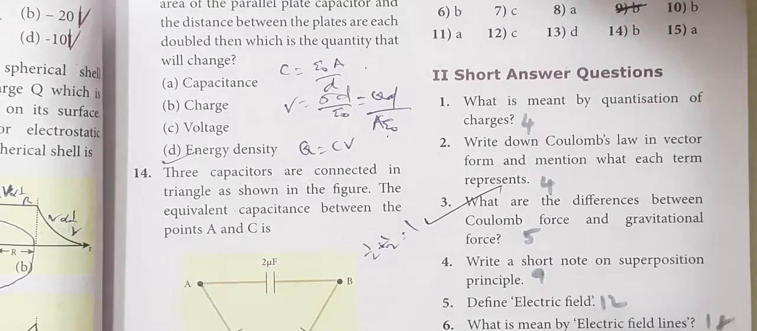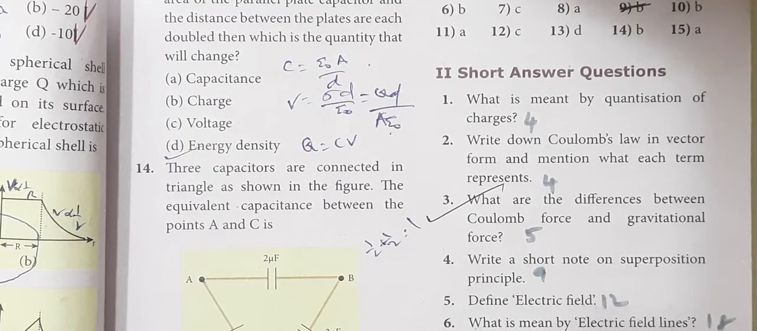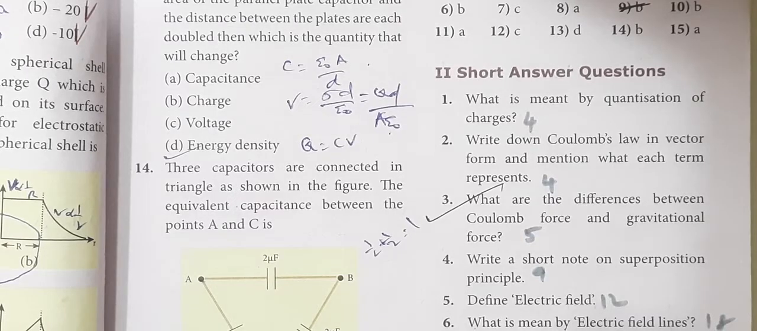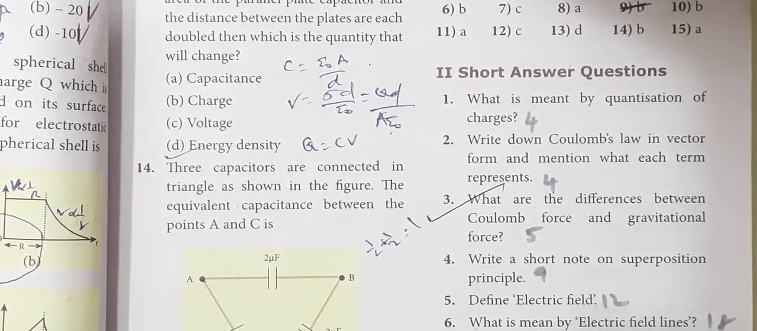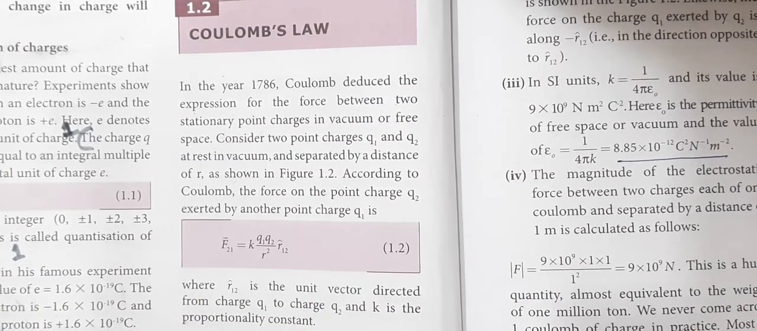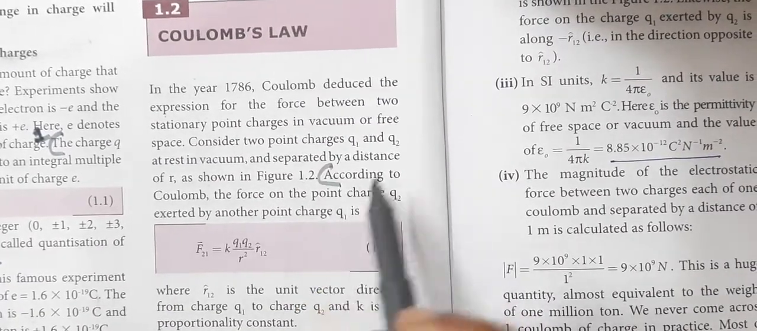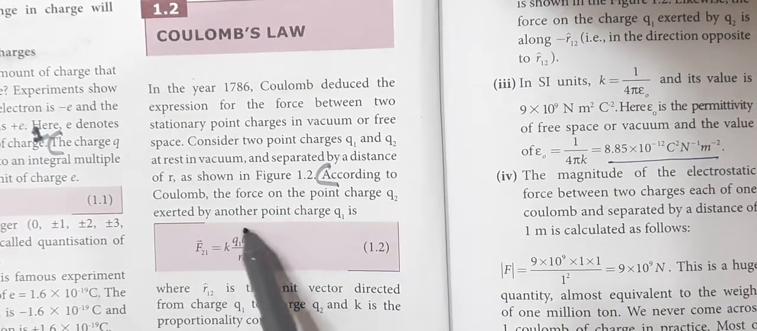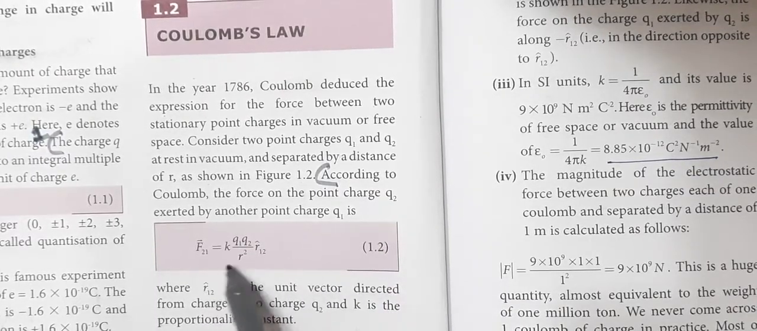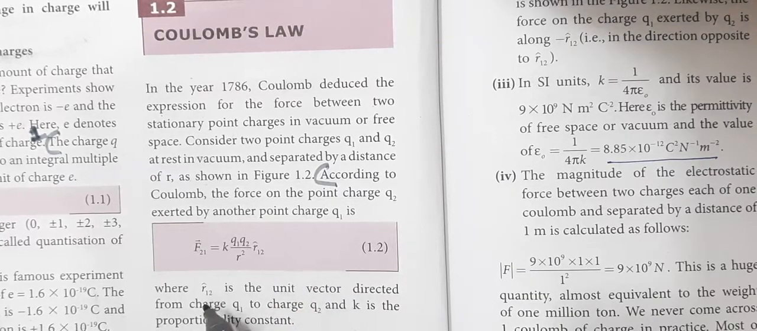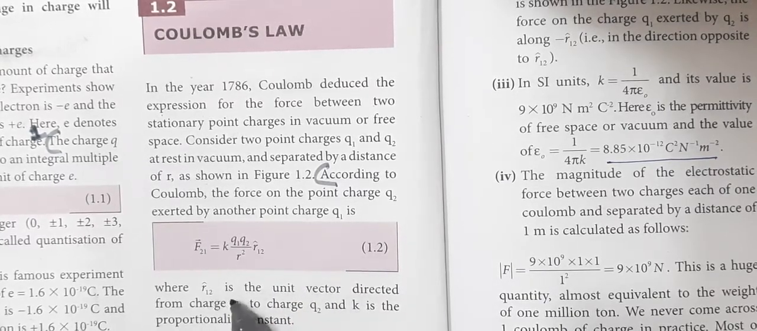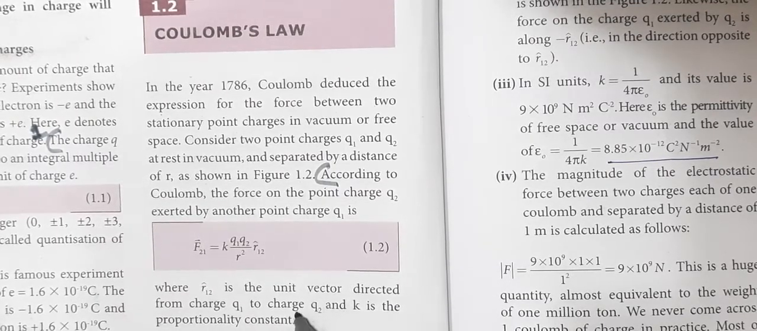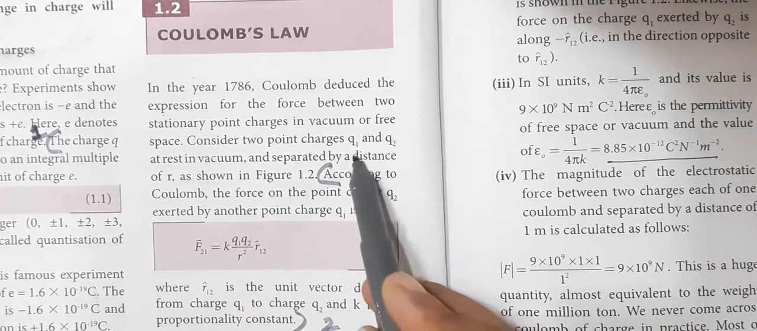The next question is, write down Coulomb's law in vector form and mention what each term represents. That is also on the same page, page number 4. Listen, under the Coulomb's law heading, according to Coulomb, the force on the point charge Q2 exerted by the other point charge Q1 is, you have to write this equation. Then you have to explain what each term represents. r12 cap is a unit vector directed from charge Q1 to Q2 and k is a proportionality constant. Okay, this is question 2.